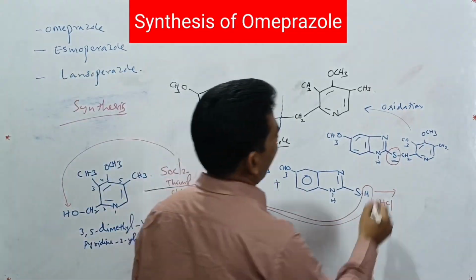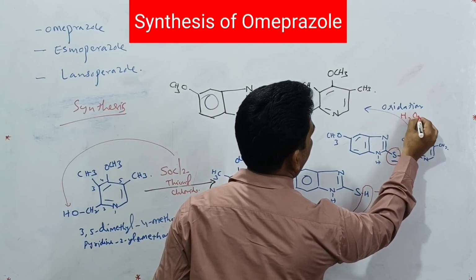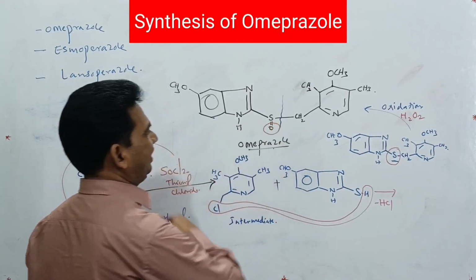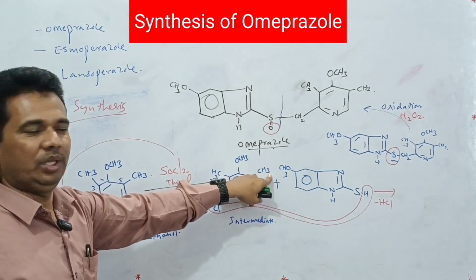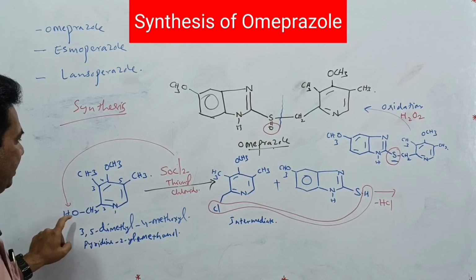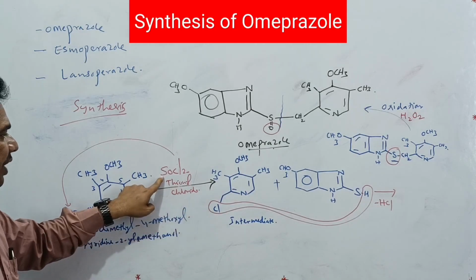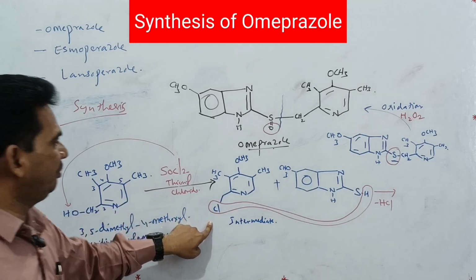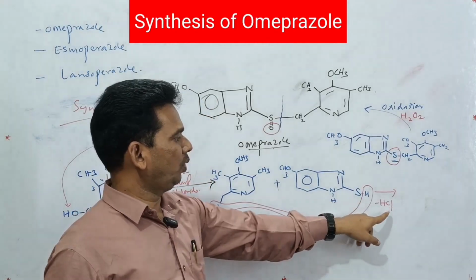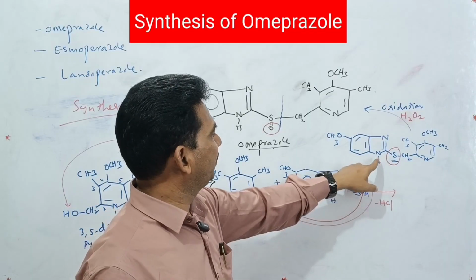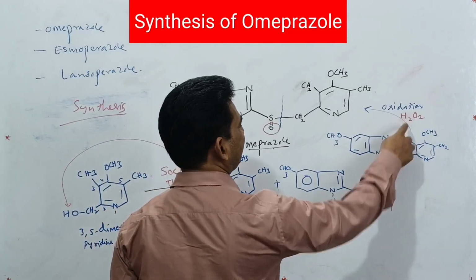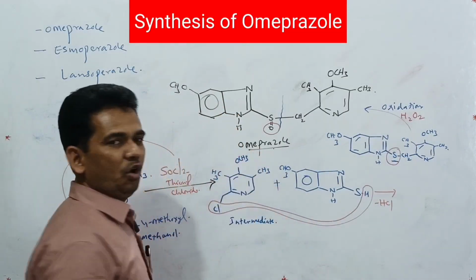For oxidation, hydrogen peroxide, H2O2, is required. Now see, this sulfur is going to be oxidized to produce the omeprazole. I hope you have understood. Initially, the alcohol is converted to the chlorinated form with the help of thionyl chloride. Then next, the hydrogen of this benzimidazole reacts with chlorine, losing hydrochloric acid, to produce that sulfur bridge compound. Then it undergoes oxidation on the sulfur to produce the omeprazole.